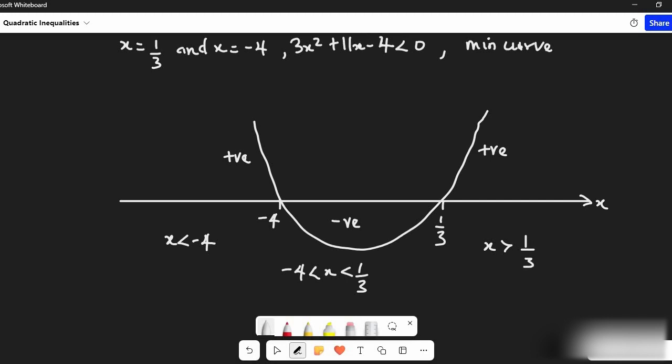Okay, so remember, we have to find the range of values of x for which the quadratic function is less than 0, that is, for which it is negative. Now, we can see that it is negative in this region where x is less than 1 over 3 and greater than minus 4. As a combined inequality, we have it in this form. So the solution will be minus 4 is less than x is less than 1 over 3. This is the solution.